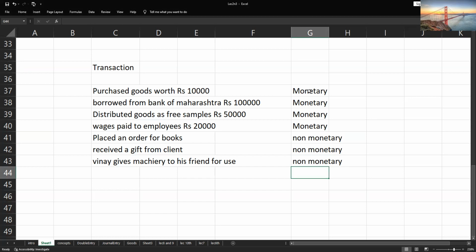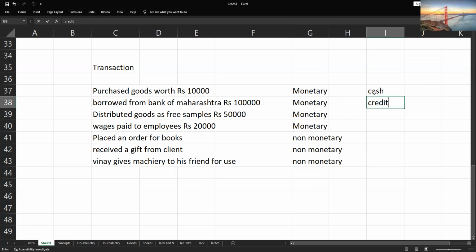Now why is it important to categorize every transaction into monetary and non-monetary? Because for business we consider only monetary transactions, and we ignore non-monetary. So whenever you look at a transaction, ensure that it is monetary and it's affecting the business result. When I say monetary, in terms of money, these transactions can also take place on cash basis or on credit basis. I think we have seen it in the last session.